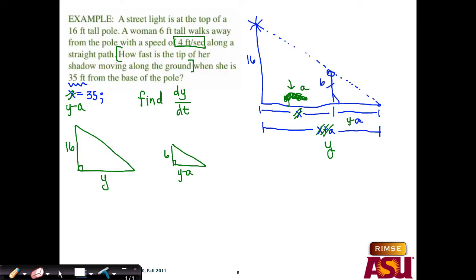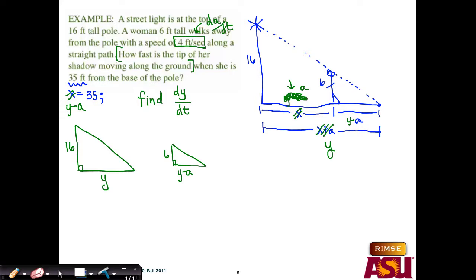So this 4 feet per second, now it's dA dt. That's how fast she's walking away from this. And Y, how fast the shadow is moving, is dy dt. So now I've got Y as the whole base and Y minus A as this little base, which looks messier on the triangles, but that means that this length, which I know how fast it's increasing, just like the first time when we had it as an X, is now a simple expression instead of a weird subtraction. If you don't like how your variables are, change them.